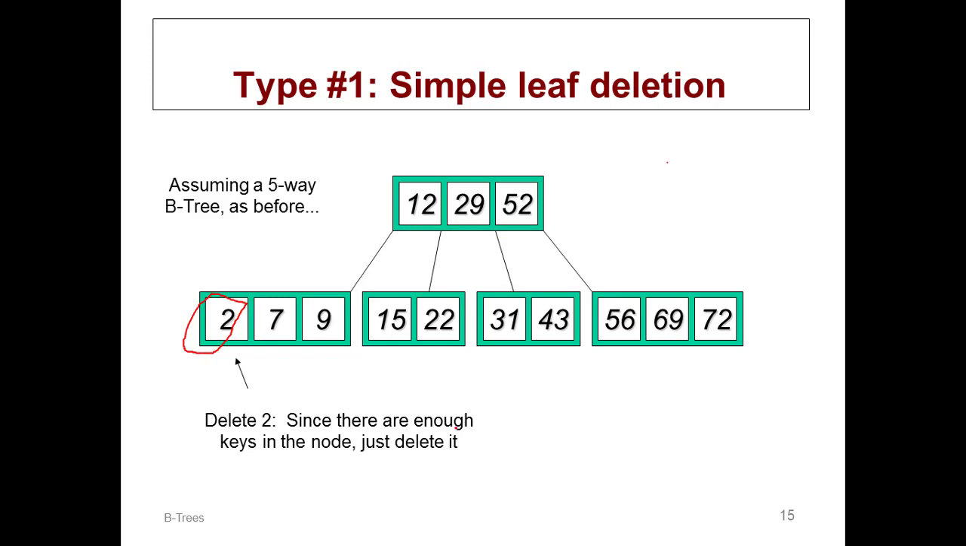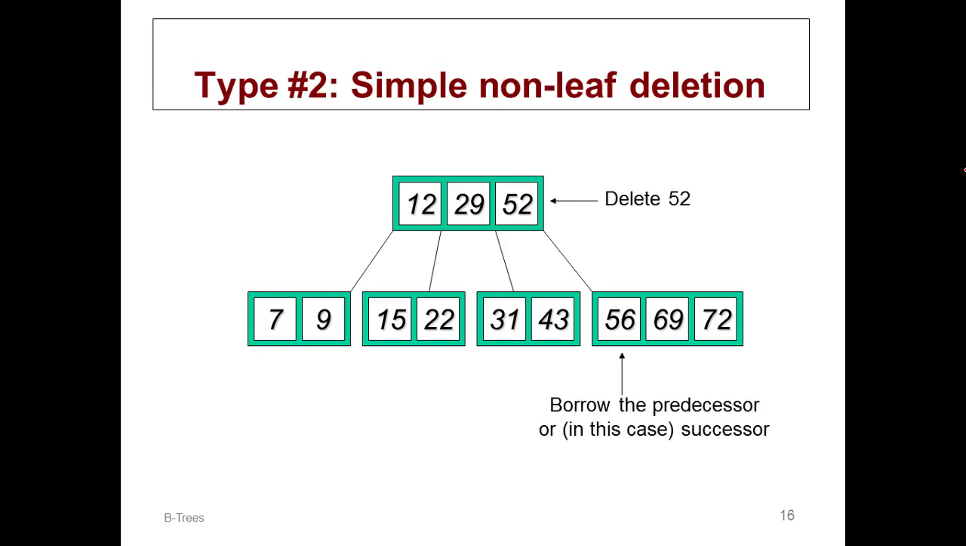Since there are enough keys in the node, just delete it. So if we delete the value 2, what will happen? Deleting this key leaves this level with 2 keys, which is sufficient. So we don't need to do any kind of promotion, demotion, or merging of the node with other values. Okay, so this will simply delete the key and should be fine.